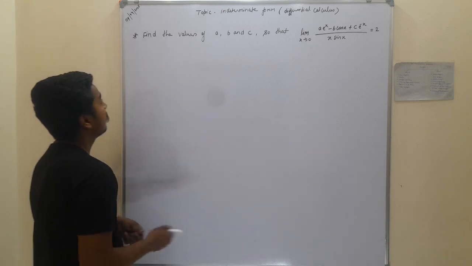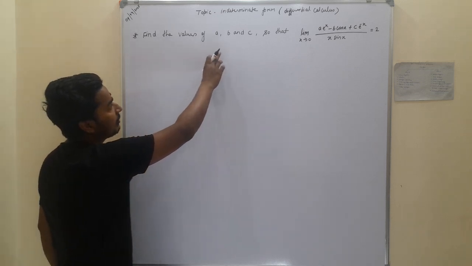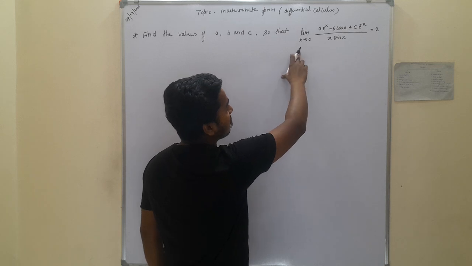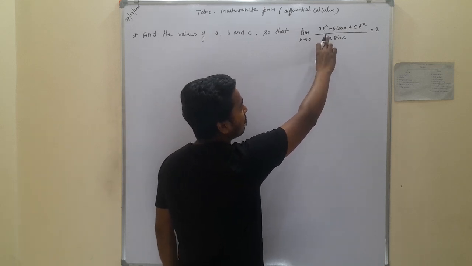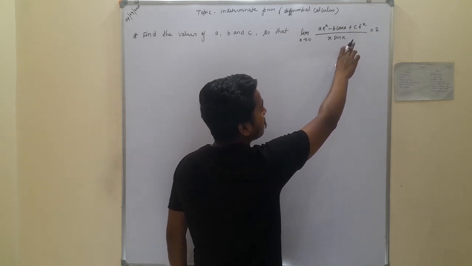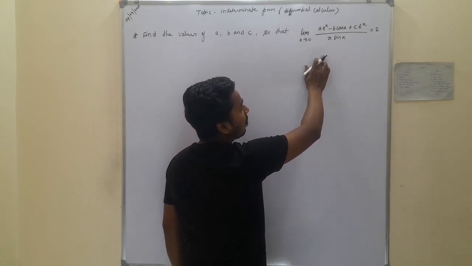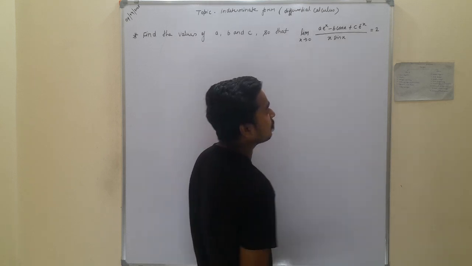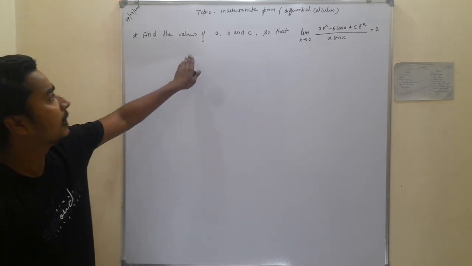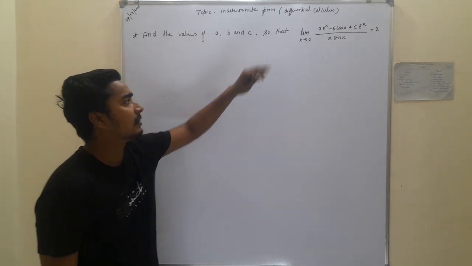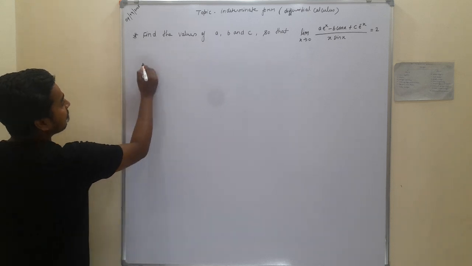The question is given: find the values of a, b and c so that the limit as x tends to 0 of (a e^x − b cos x + c e^(−x)) / (x sin x) is equal to 2. With the help of indeterminate form, we have to find the values of a, b and c. Let's solve the problem.